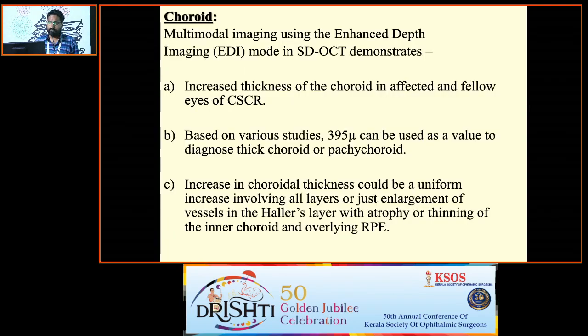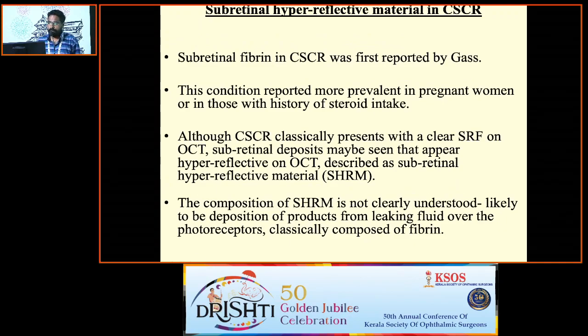The choroid, as I told you, is important to analyze, especially with enhanced depth imaging. Based on various studies, 395 microns is used as a value to diagnose pachychoroid. Subretinal hyperreflective material in CSCR was first reported by Gass, and this condition is more prevalent in pregnant women and those with steroid intake. Although CSCR classically presents with clear SRF on OCT, subretinal deposits may be seen that appear hyperreflective on OCT, described as SHRM or subretinal hyperreflective material.